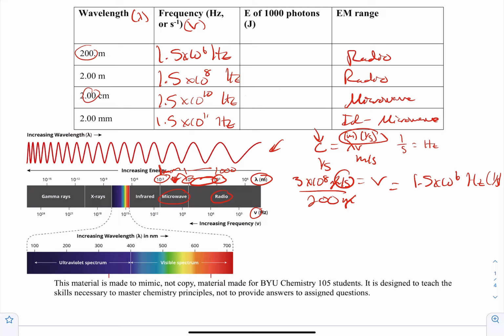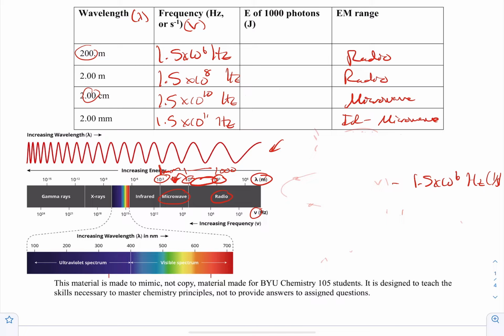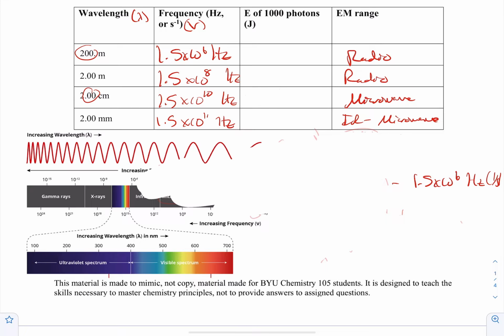You'll just need to know how to manipulate that equation, right? C is equal to lambda nu. If you have nu and you're solving for lambda, then you do the opposite of what we did. C over nu is equal to lambda, or C over lambda is equal to nu. Either one, you'll need to know how to use that so that you can solve for the other unit, okay?